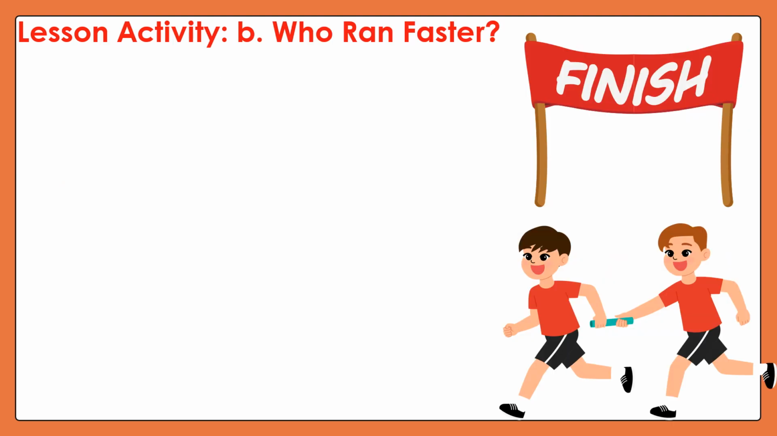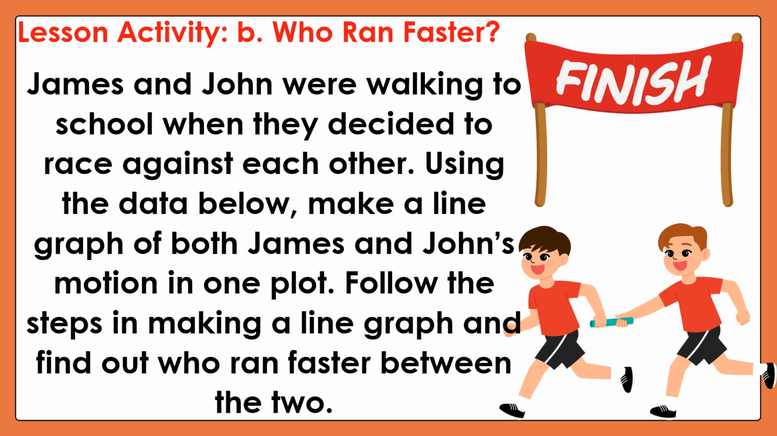Letter B, who ran faster? James and John were walking to school when they decided to race against each other. Using the data below, make a line graph of both James and John's motion in one plot. Follow the steps in making a line graph and find out who ran faster between the two.